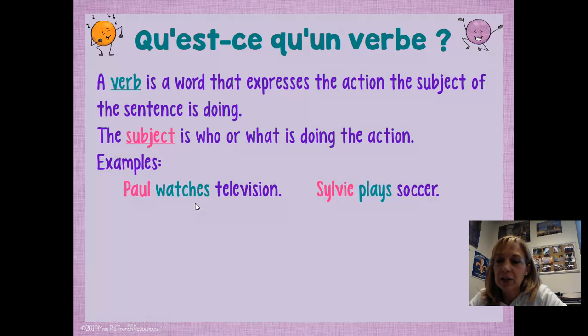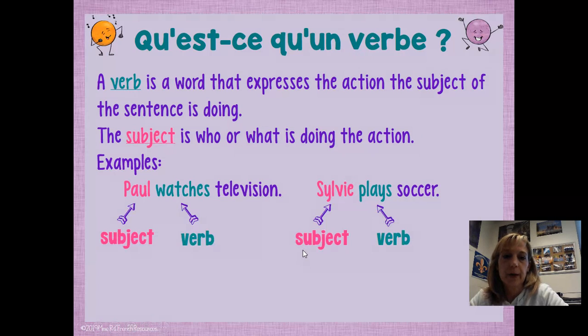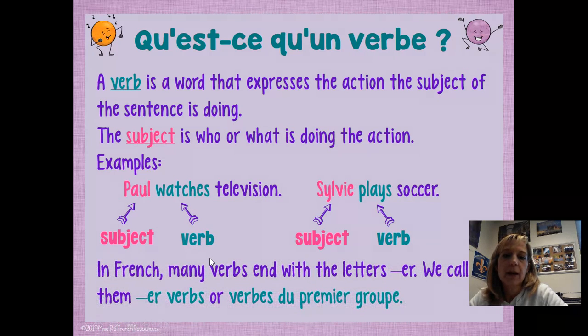So in English, en anglais, Paul watches television. In this sentence, watches is our verb. It is our action. Who or what watches? Paul watches. Our subject. In our second sentence, Sylvie plays soccer. Plays is our verb, our action word here. And who or what plays? Sylvie, okay? Subject, verb, voila.